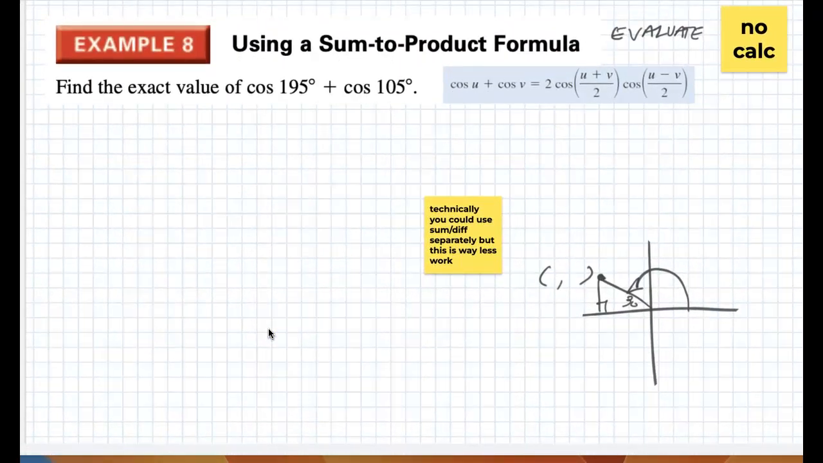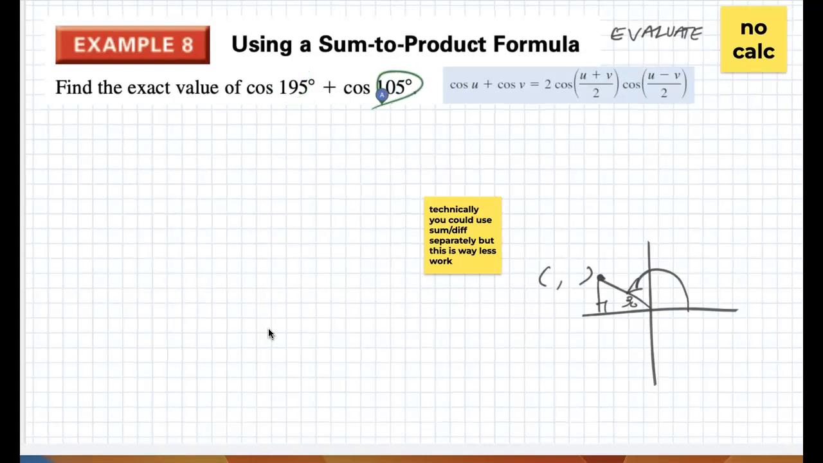So this asks you to find the exact value of cos 195 degrees plus cos 105 degrees. This is a situation in which, using the sum and difference formulas I just showed, you could break 195 apart into a couple of pieces and then try to use your sum difference that way.